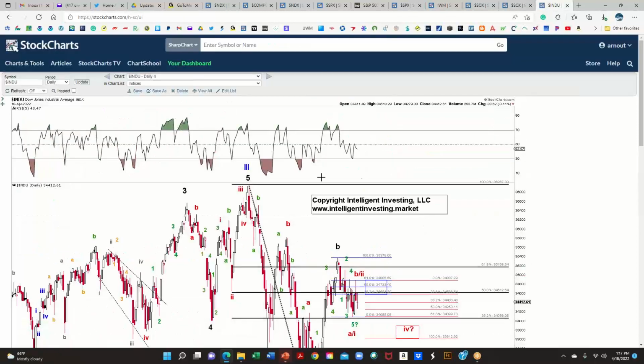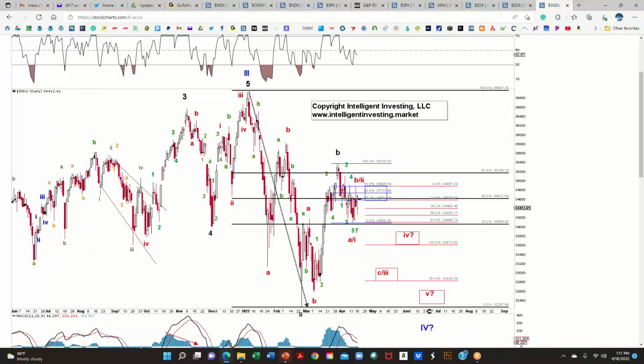And then last but not least, the Dow Jones. The Dow Jones topped on Thursday, right here at the 61.8% retracement, exactly where it headed on the chart for this potential wave B or 2. Now the Dow Jones hasn't done anything, honestly, for almost a month and a half, except for rallying a little bit higher. So here is one option that I showed.